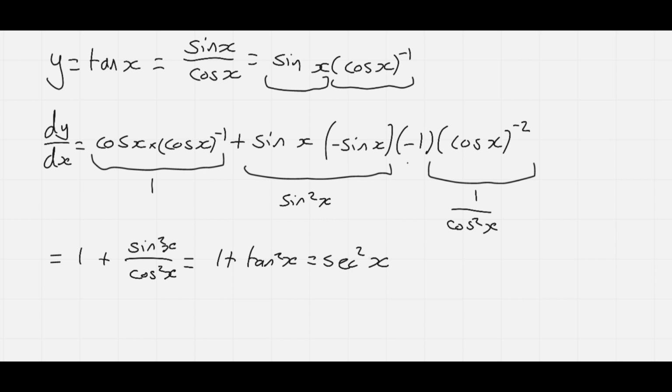If you don't know what sec squared is, look up the reciprocal trig functions, do a bit of research on them. You're going to need to know a Pythagorean identity that links these two, so always do a bit of research on that. I hope this video was helpful. The derivative of tan x is sec squared x.